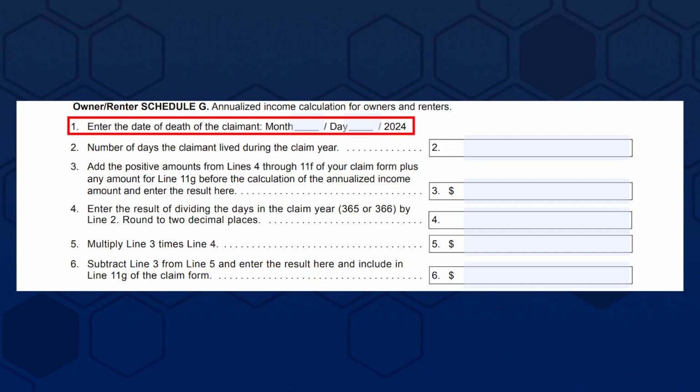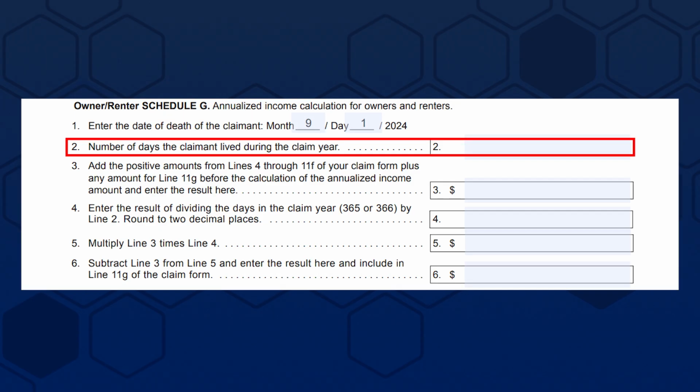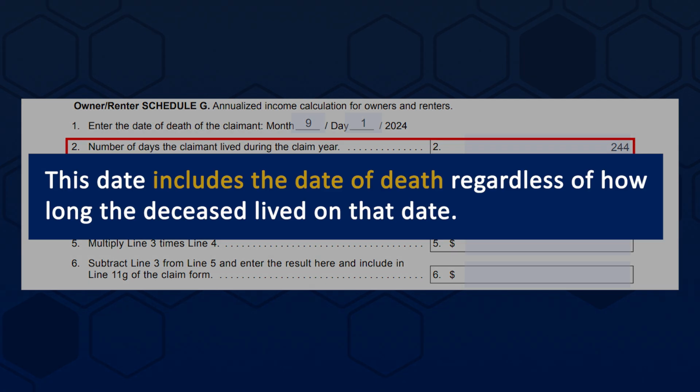On line 1 of the Schedule G, enter the applicant's date of death. On line 2, enter the number of days the applicant lived during the application year. This date includes the date of death, regardless of how long the deceased lived on that date.